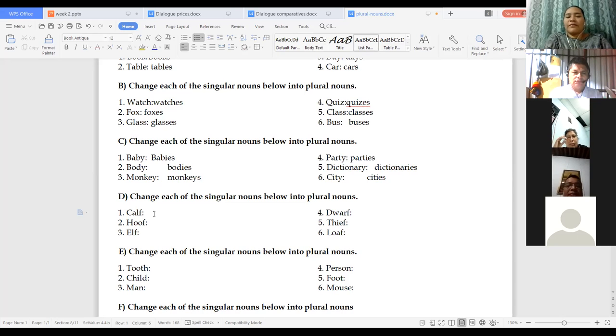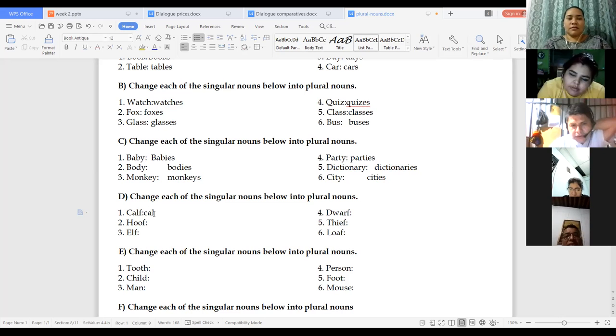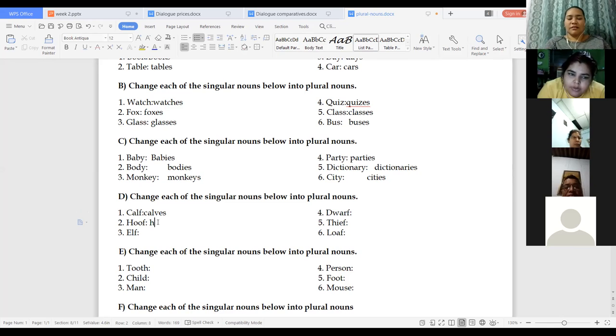This one. Let's go with the F. Calf. Calves. Remove F and add, like this, V E S. Calves. Okay. What about this one? Hoofs. The same. Calves. Hoofs. Okay. Hoofs. What about this one?